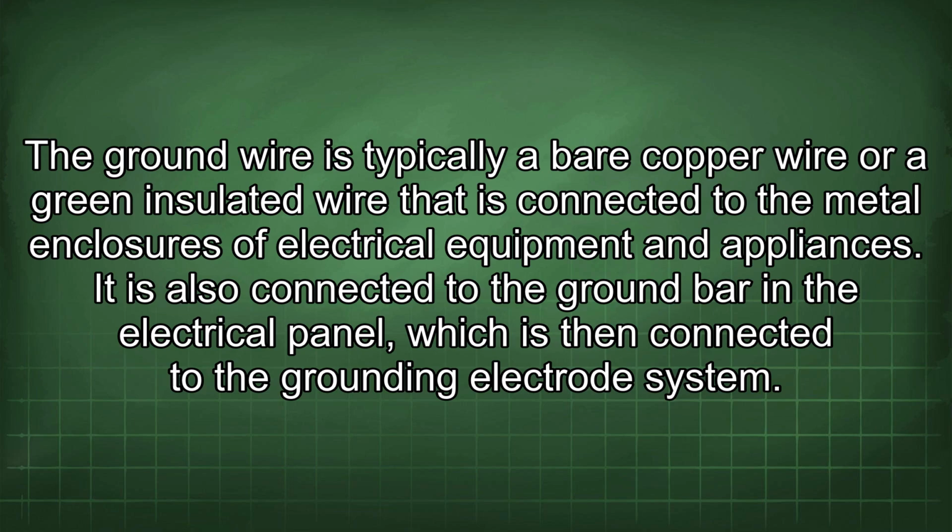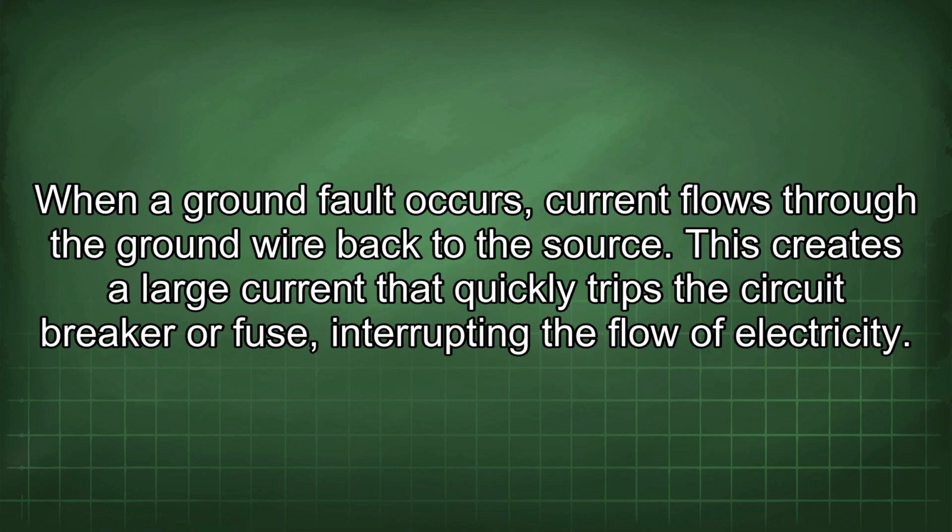It is also connected to the ground bar in the electrical panel, which is then connected to the grounding electrode system. When a ground fault occurs, current flows through the ground wire back to the source. This creates a large current that quickly trips the circuit breaker or fuse, interrupting the flow of electricity.